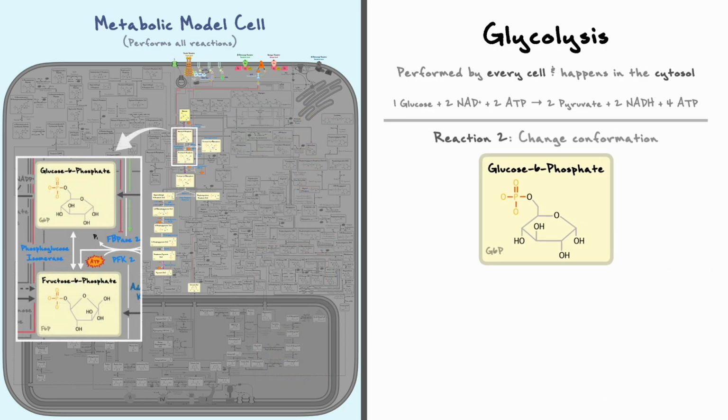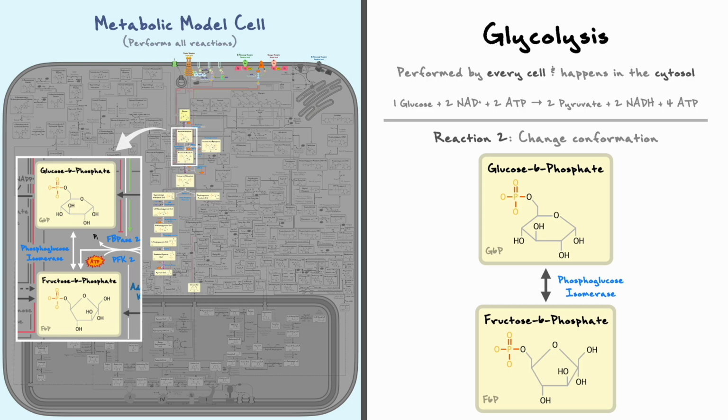Now, following the formation of glucose 6-phosphate, the enzyme phosphoglucose isomerase rearranges the structure of G6P to produce fructose 6-phosphate. The rearrangement causes the ring to be shortened by one carbon, and it occurs between the first and second carbon of G6P, here shown by the red arrows.